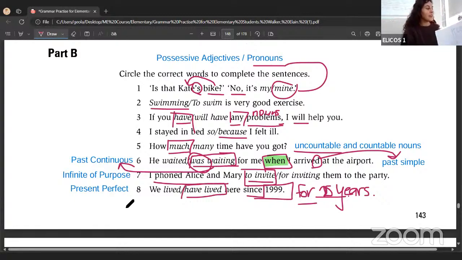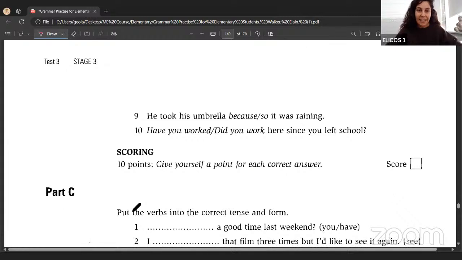Okay, so now you're remembering all the rules, I hope. We still got number 9. He took his umbrella. I think I'm saying why. So we're still using the why. So he took his umbrella because it was raining. Exactly. Why did he take his umbrella? Because it was raining.